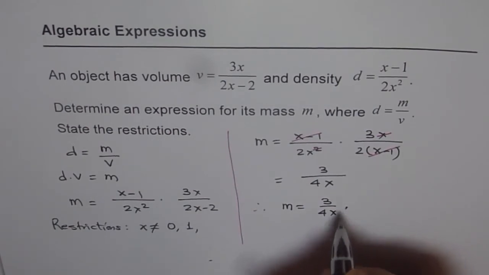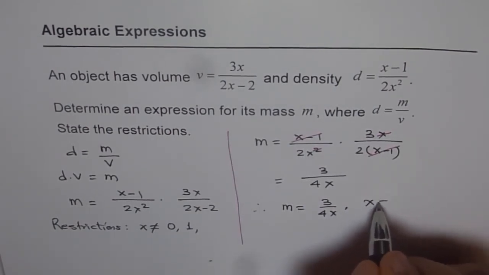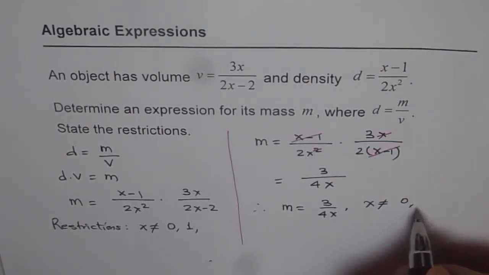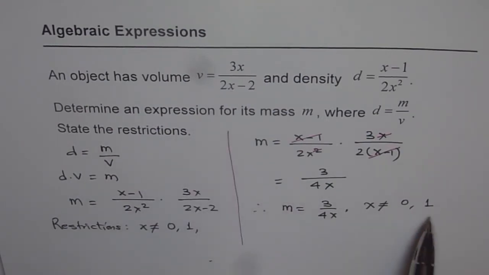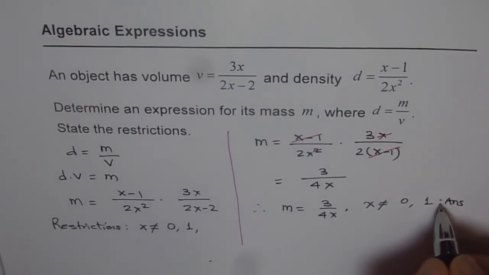That is one answer. And second is that x is not equal to 0 or 1 also, right? If you put 1 here, it may be valid for mass, but it will not be valid for volume. Remember that. So therefore we have two restrictions here on mass, that it cannot be equal to 0 or 1. So this is our answer, okay? So that is the answer.